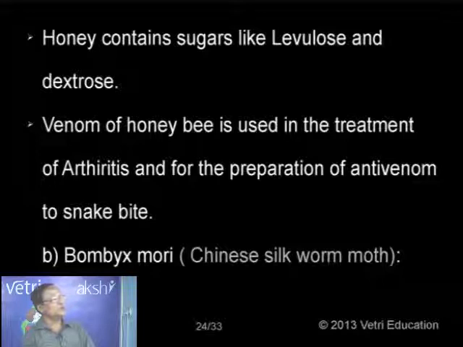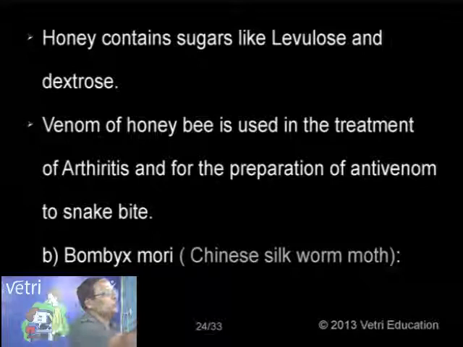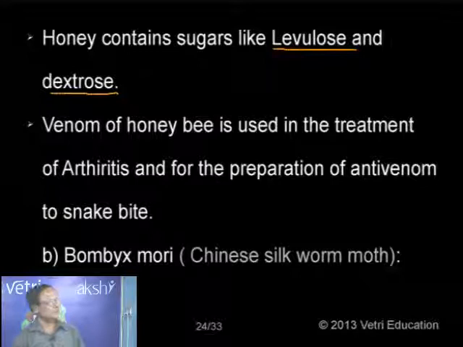Now, what is the economic importance? We use honey as a substitute for children who are unable to digest normal sugar. What is the reason for that? Honey contains sugars like levulose and dextrose, which are easily digestible sugars. Honey is used in our Ayurvedic medicine, in many medicines, because levulose and dextrose do not increase the blood sugar level, and it can be easily digested by children.